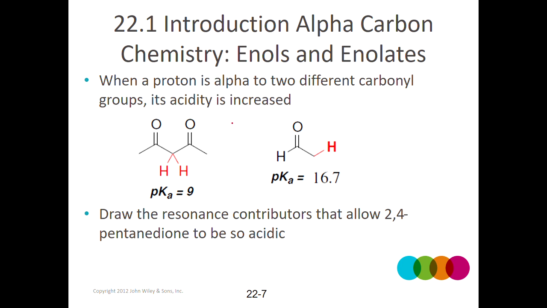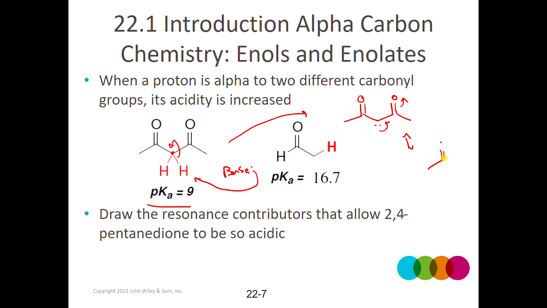You should know that if an alpha carbon is alpha to two different carbonyls, its pKa is going to be even lower. And that's because whatever base you use, if you pick off that proton, you'll produce a compound that has extra resonance stabilization. So it's much easier to do that, right? So here's one resonance contributor. The electrons can swing up to this oxygen, stabilizing the negative on an oxygen, or they can swing up to this oxygen.